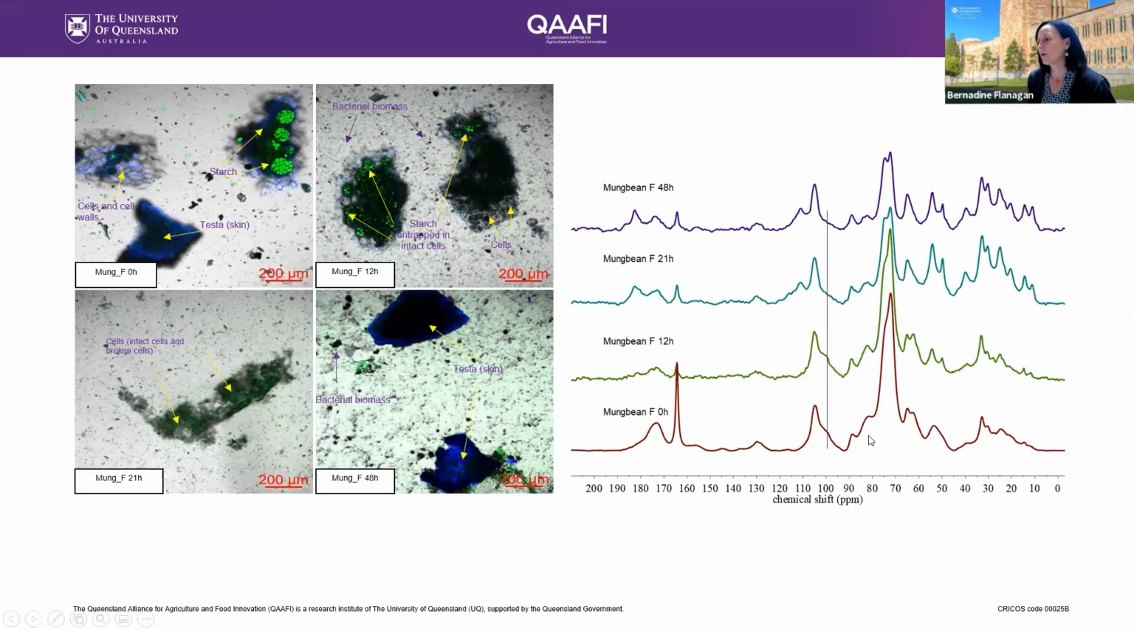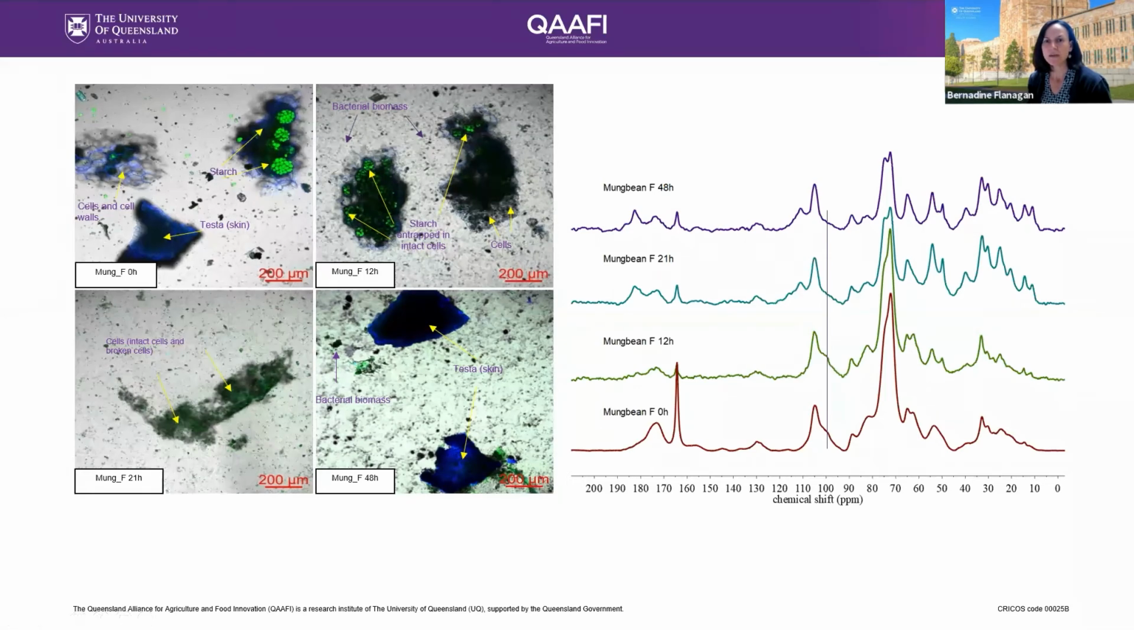And this is backed up by the solid state NMR. We have this peak here, which is for the C1 of starch. But by 12 hours, 21 hours, that peak is gone, and you can't see the starch anymore. And by 48 hours, all you're left with is the tester.